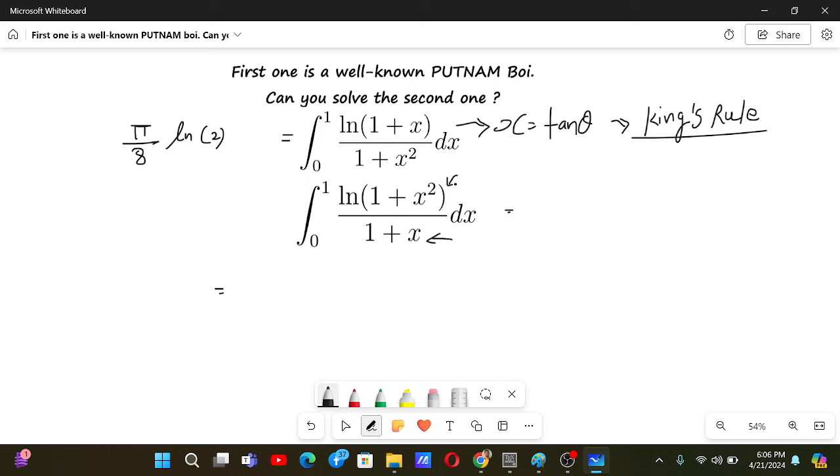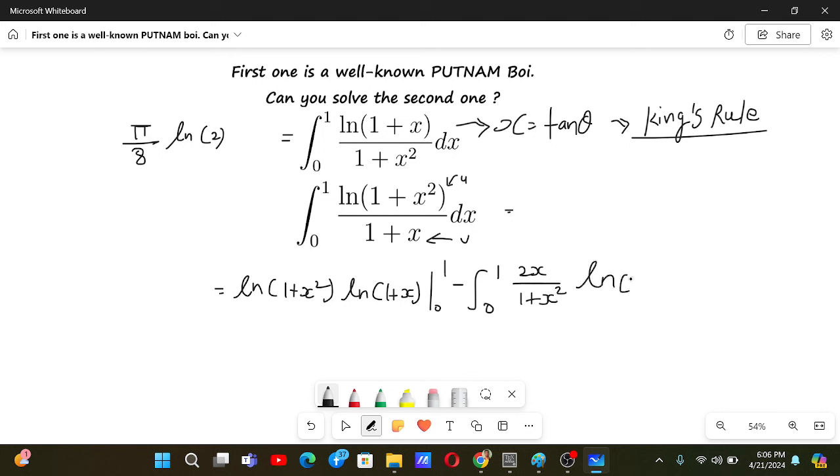So if it's integration by parts with this as u and this as v, we basically get ln of 1 plus x square, and then the integral of this thing is ln of 1 plus x, going from 0 to 1, minus integral from 0 to 1. The derivative of this expression is 2x by 1 plus x square, and the integral of this is ln of 1 plus x, and then dx.